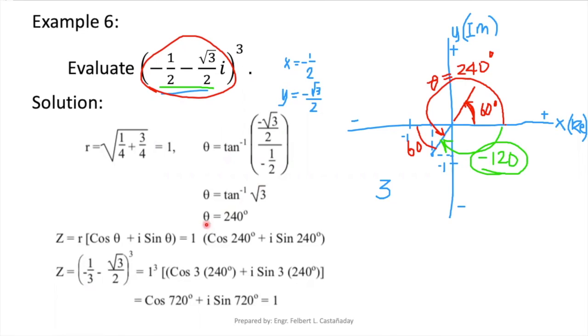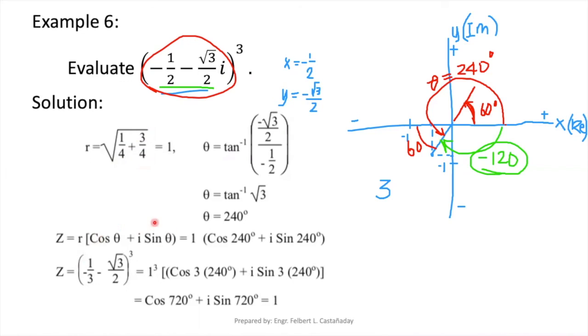So now that we have theta equal to 240 degrees, we can apply the rest. The absolute value can be determined by the square root of the sum of the squares of the real part and the imaginary part. The square of the real part is 1/4, and the square of negative square root of 3 over 2 is 3 over 4. 1/4 plus 3 over 4 is 4 over 4, which is 1. Square root of 1 is positive 1. So the absolute value, or the modulus, is 1.